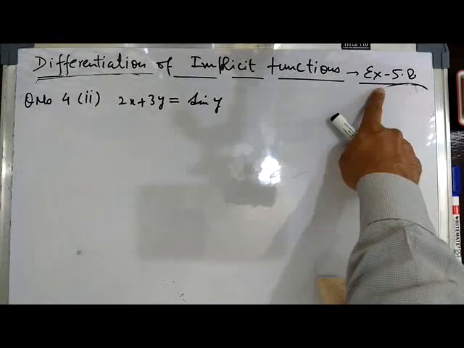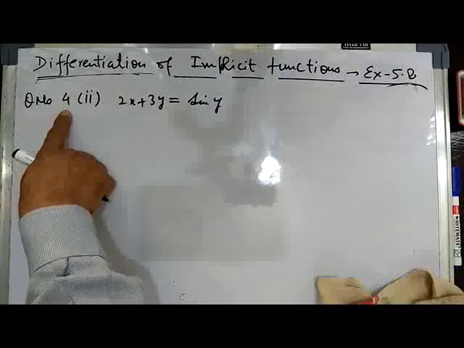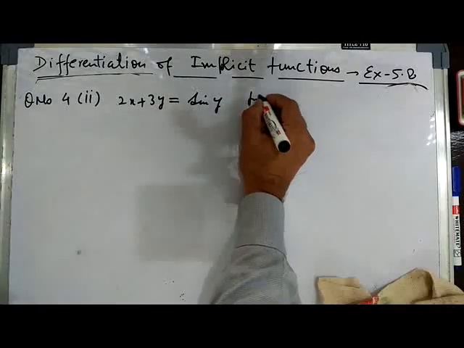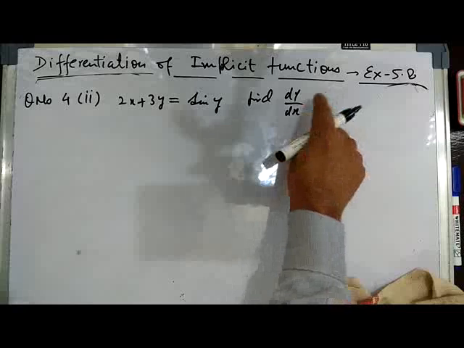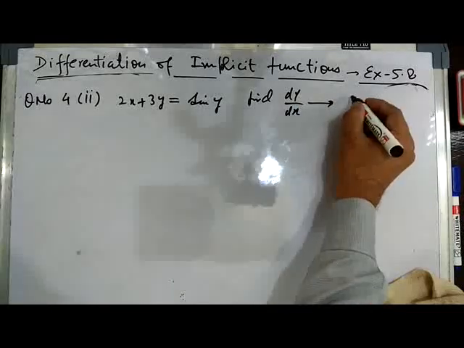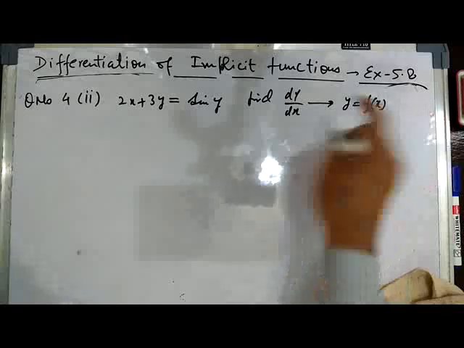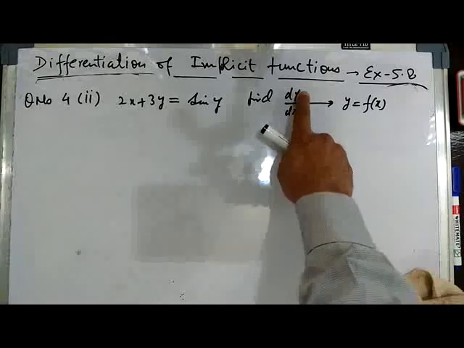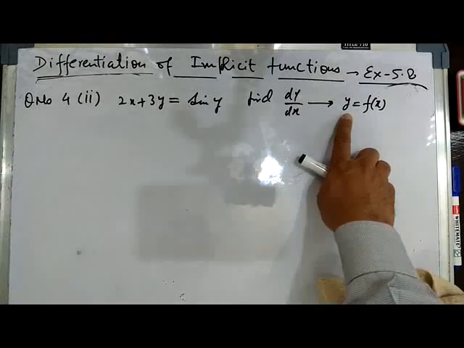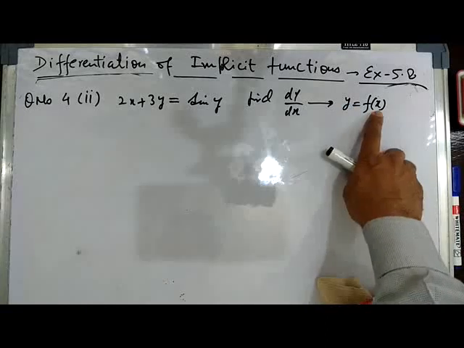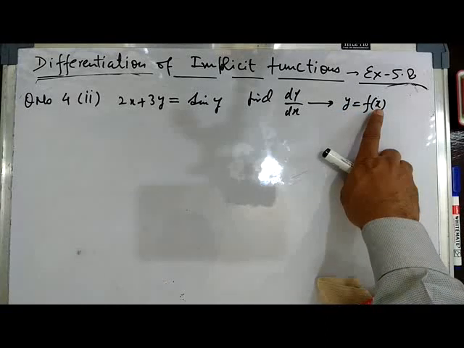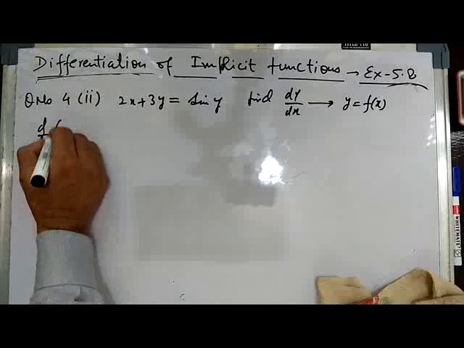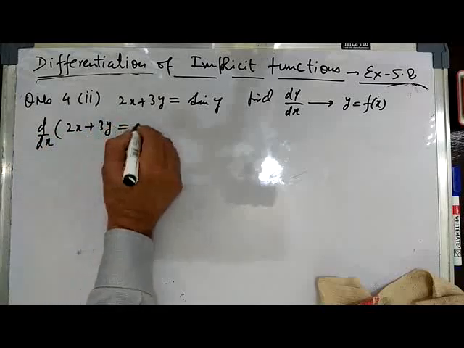Now to start with exercise 5.8, I would like to take question number 4, second part, which is this one. We have to find dy/dx, the differential of y with respect to x. That means we have to assume that y is a function of x, because the rate of change of y with respect to change in x is always due to this kind of function where y is dependent on x. Because when y is dependent on x, a change in x will result in a change in y. So in this question we apply the differential operator to 2x + 3y = sin y.